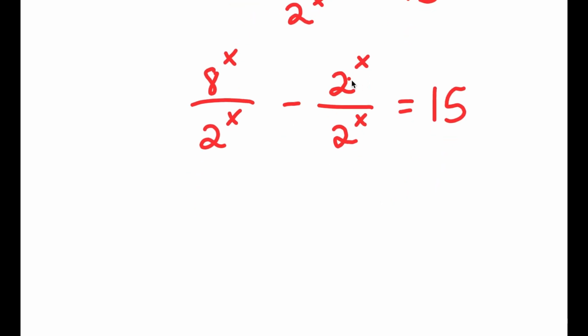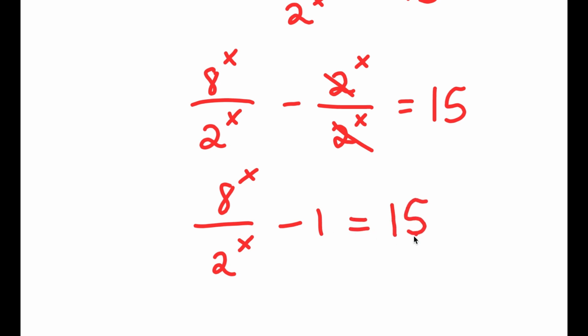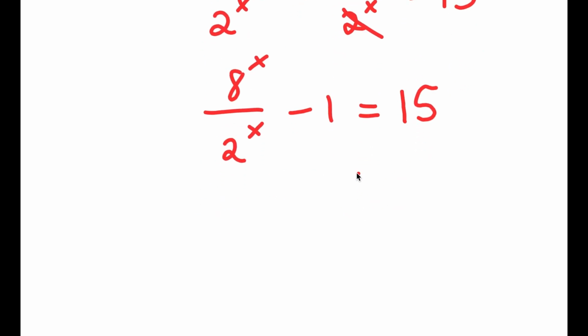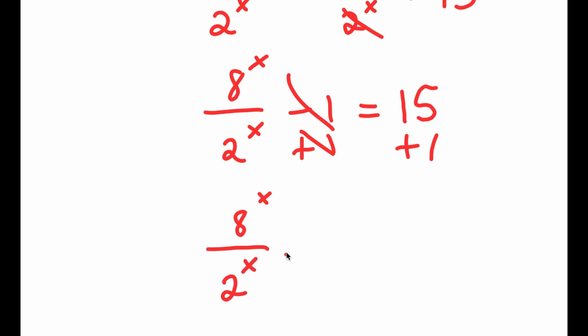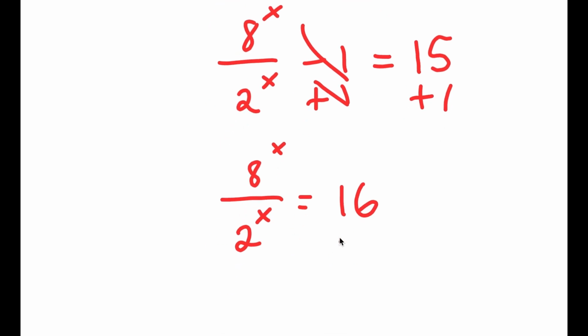Now obviously if we have one number over that same number, it's going to equal 1. So these two cancel out, and I get a to the power of x over 2 to the power of x minus 1 is equal to 15. Now, I'm going to go ahead and add 1 on both sides because we want to get rid of this 1. So then these two cancel out, and I get a to the power of x over 2 to the power of x is equal to 16.